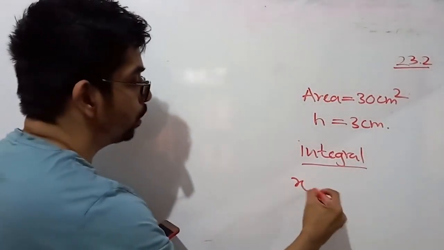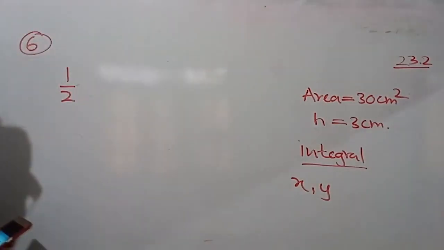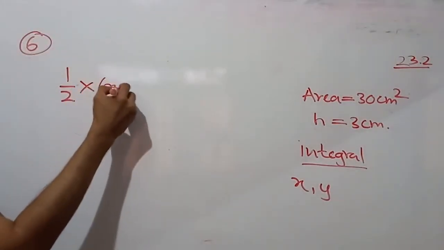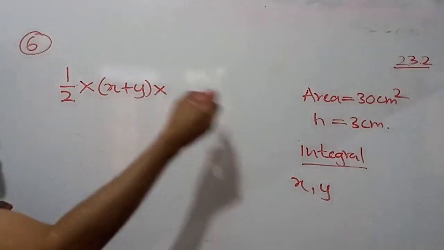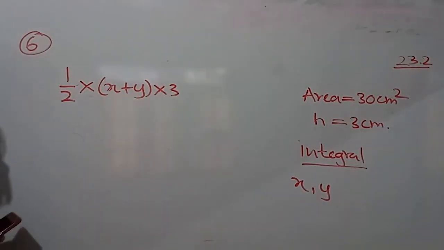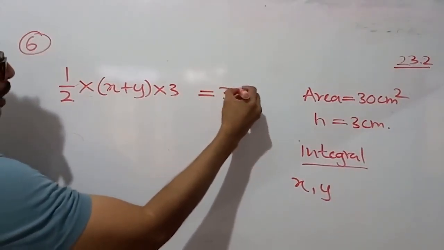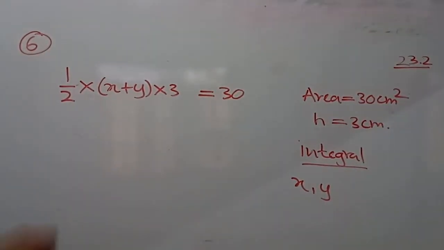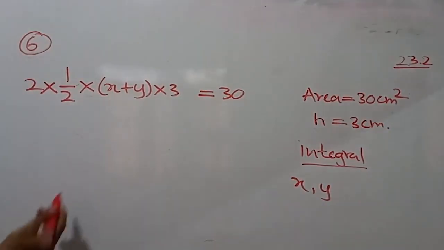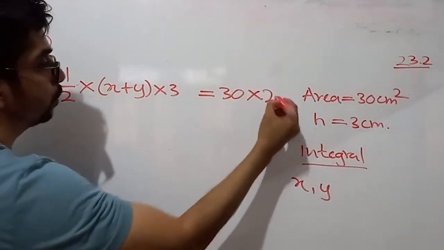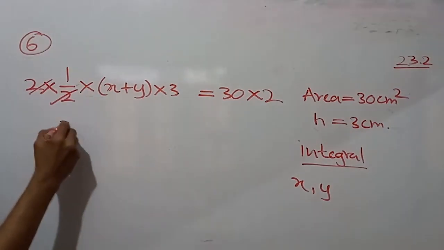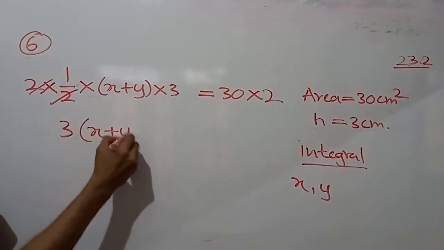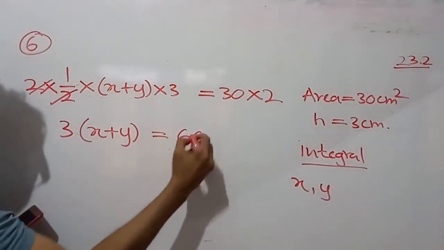Let's call them x and y. Right? So half into x plus y. Then we can multiply that by 3. So that is equal to what? 30. Now I will multiply this side by 2, so I have to do the same thing to the other side. So I can cancel the 2. So here it is what? 3 times x plus y will be equal to 60.